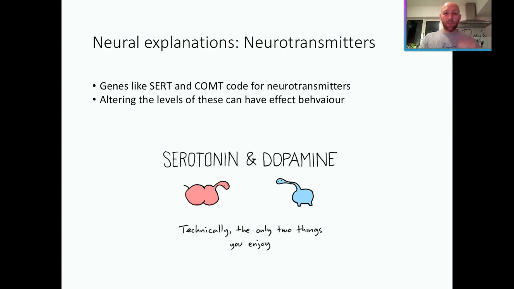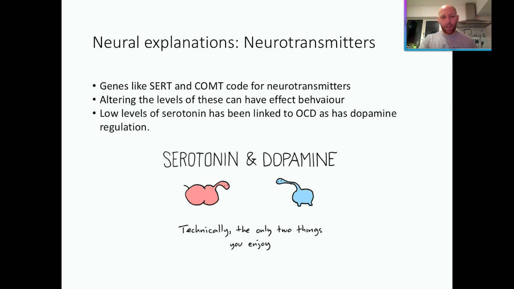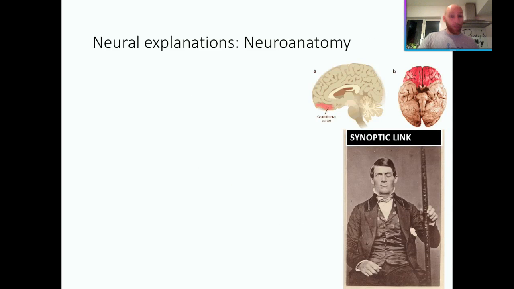So we talked about genes like SERT and COMT code for proteins, which affect some of the neurotransmitter levels. Altered levels can affect behaviour. Low levels of serotonin have been linked, and high levels of dopamine. Cool, let's move on. So one aspect is neurochemistry.